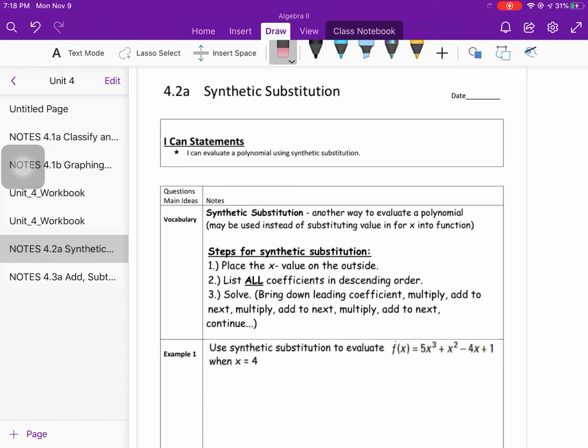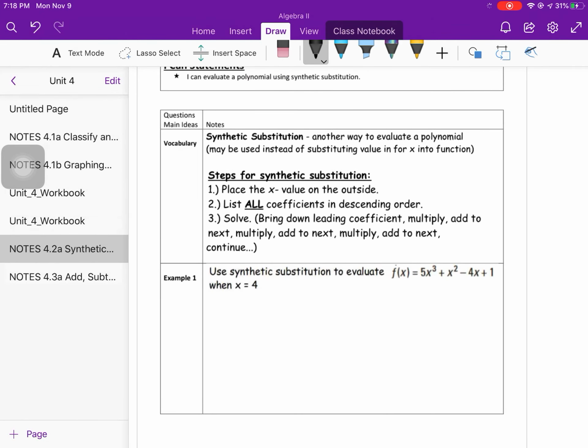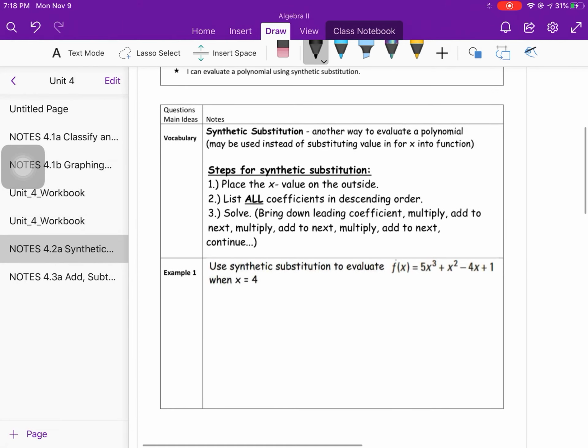So the first step here is we always want our polynomial in standard form, which is what we'll almost always do. And then it has steps here. So place the x value on the outside. Then we're going to list all of the coefficients, which are the numbers in front of our variables, in descending order. So the highest degree to lowest degree, just like normal. And then we're going to solve, and we have all these different steps here on step 3. It's easier if I just walk you through what we do there.